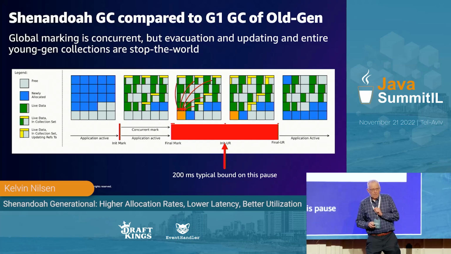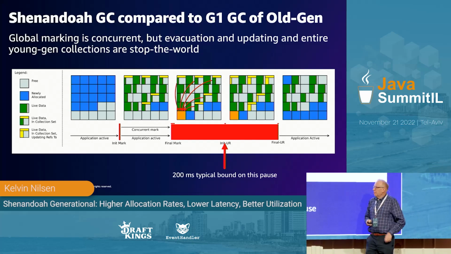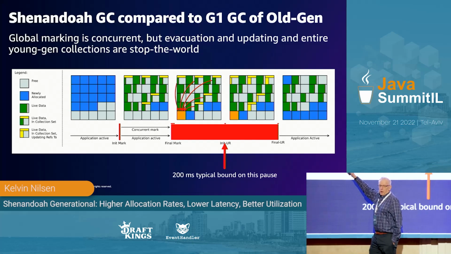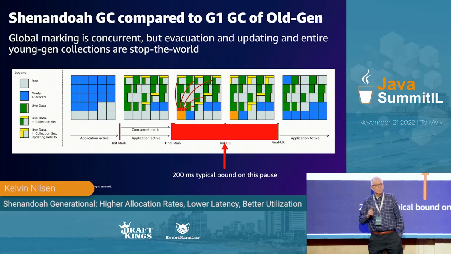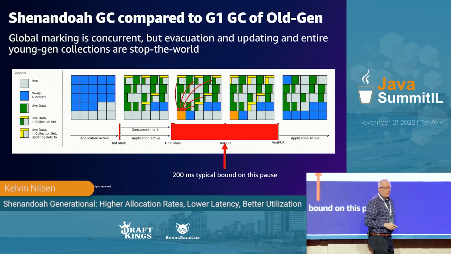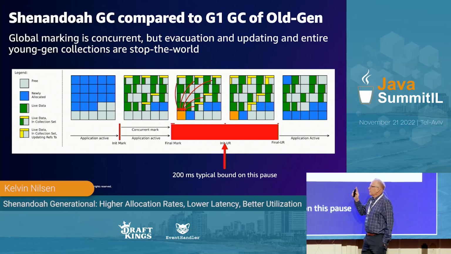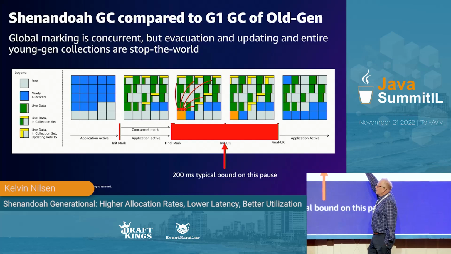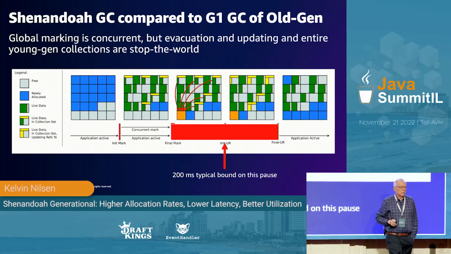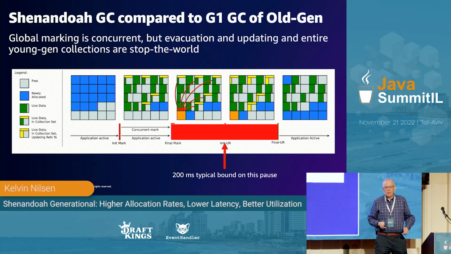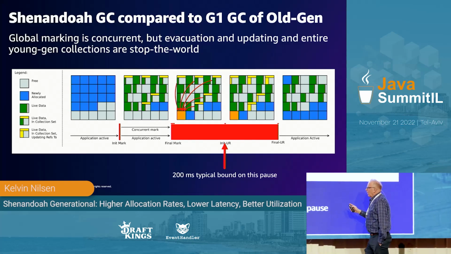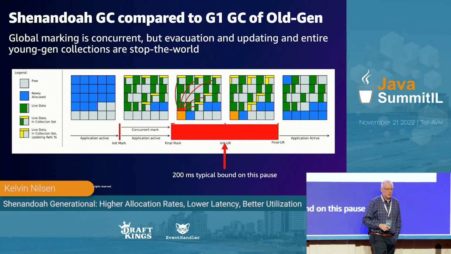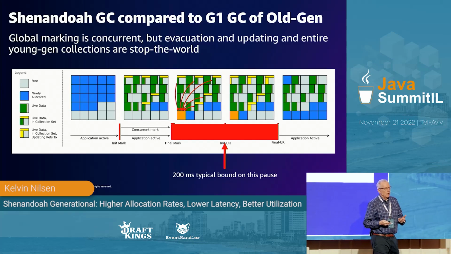G1 garbage collection uses a concurrent mark for the old gen. So this part of G1 garbage collection is very similar to the way Shenandoah works. But when G1 does its evacuation and updating, that is a stop the world pause. So that's a comparison. And this is why you have a max pause millis when you configure the G1 garbage collector, and the default behavior is 200 milliseconds.